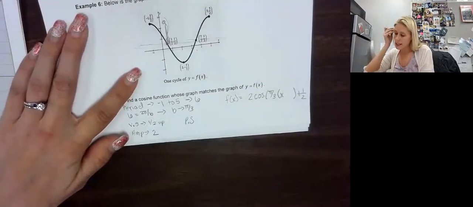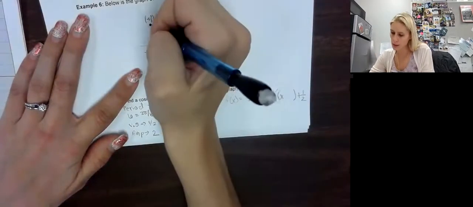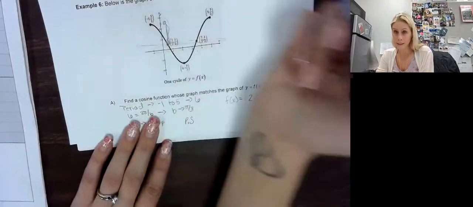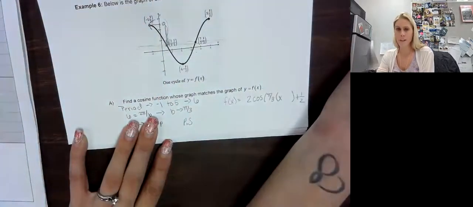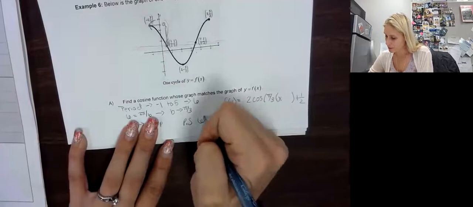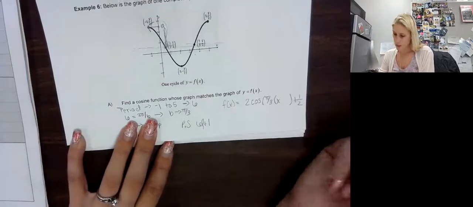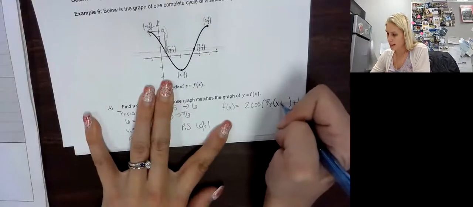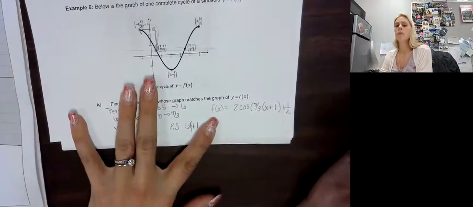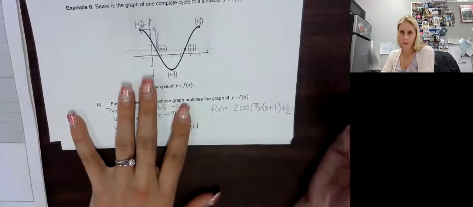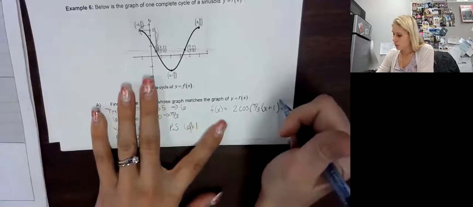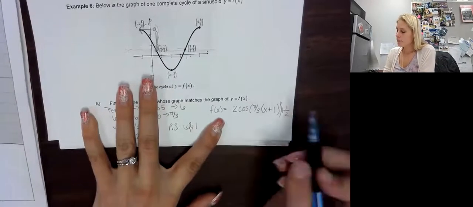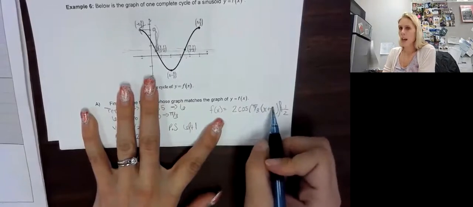Phase shift. Okay, this is cosine. Cosine usually starts at the top, on the y-axis, right? Usually it starts here. So it went to the left, and it went left by 1. So left by 1 would be adding 1. Now, yes, there could be multiple versions of this equation, but I want to show you too that if we needed this other parenthesis in there, if we needed to distribute that out, that would be correct also.